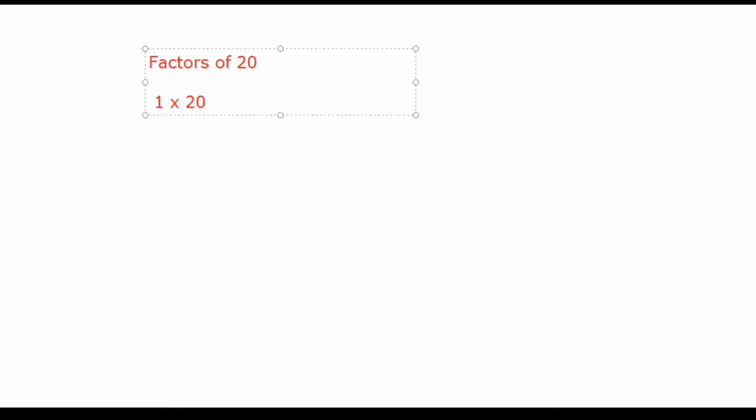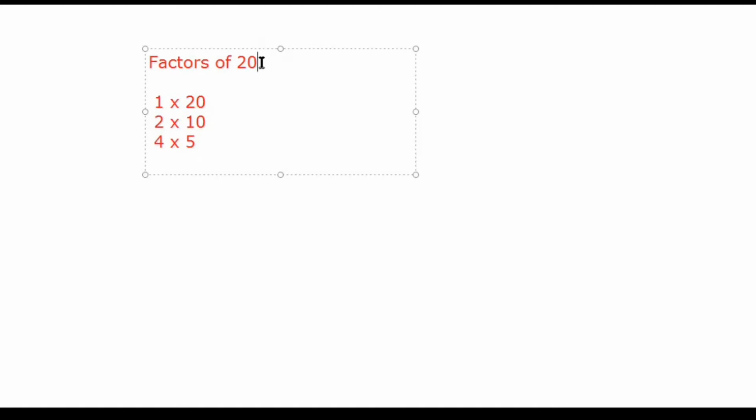1 times 20. 2 times what gives another 20? Yes, 2 times 10. 3 times, is there another 20? No. 4 times, is there another? Yes, 4 times 5. 5 times, is there another? Yes, that is 5 times 4 again. Then 10 times 2 again, 20 times 1 again. So it is not necessary to write that again. Okay, so what are the factors of 20?